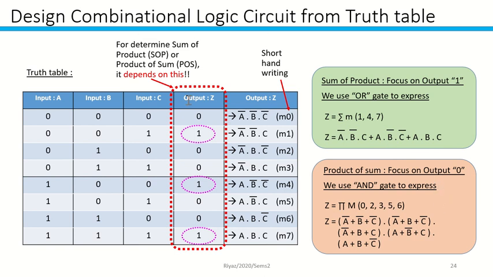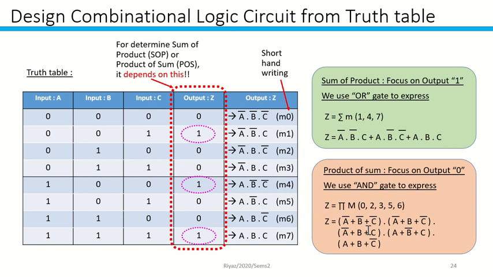For the POS, which is the second one, the product of sum, you're going to focus on the output of 0, which is the reverse of the number 1. So you have 1, 2, 3, 4, 5. You will put over here the symbol of POS. So you're going to have number 0, number 2, number 3, number 5, and number 6 over here.